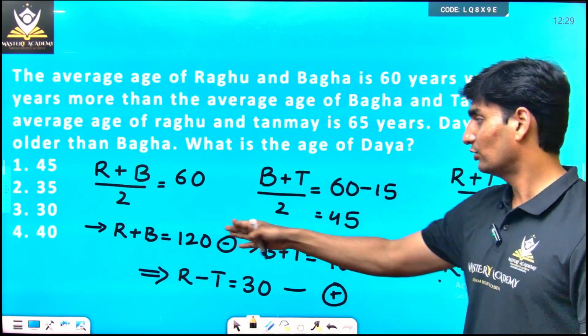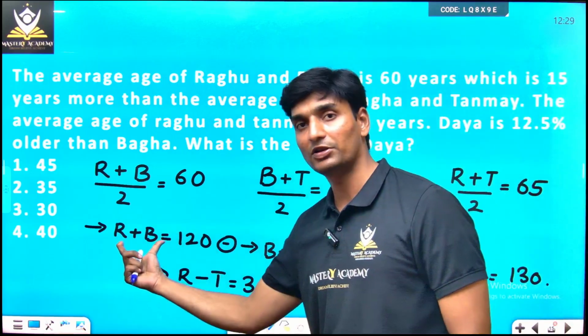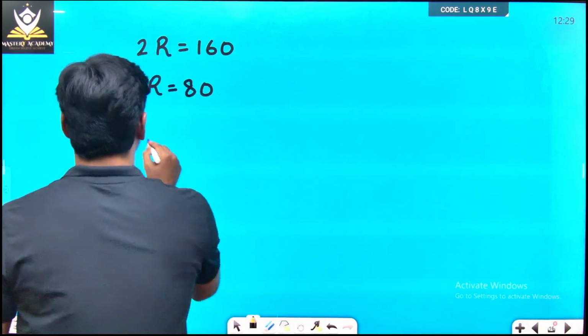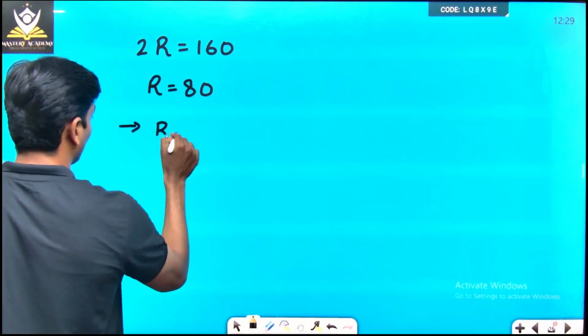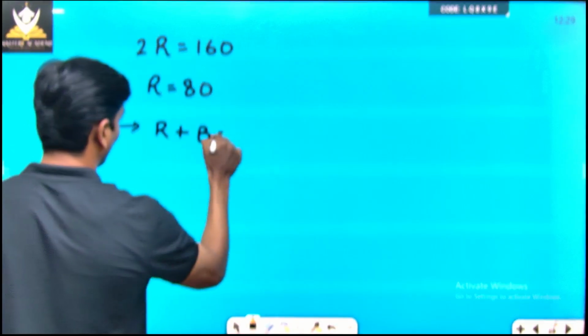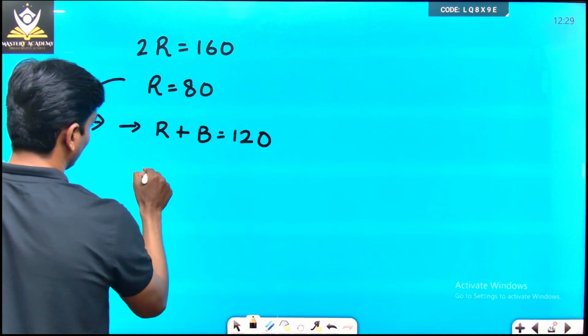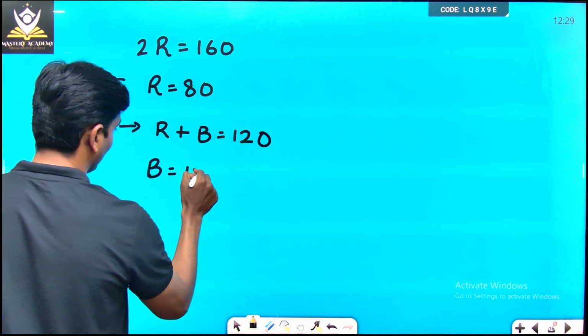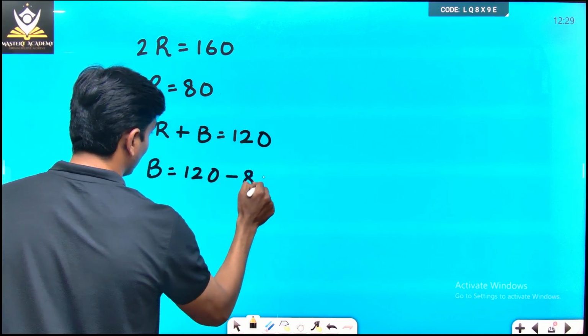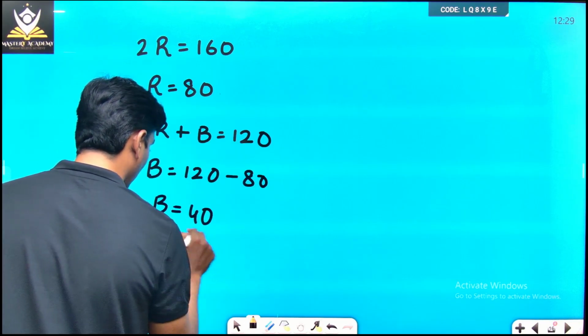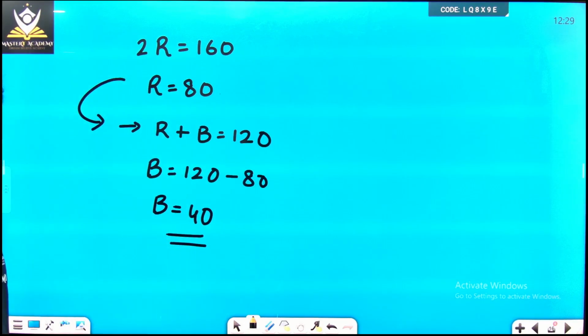Now you can use any of the equations here. I am going to use this directly, for Bhaga. R plus B is 120 according to the given question. Substitute the values here. So I can take the value of Bhaga to be equal to 120 minus 80, and that will turn out to be 40. The age of Bhaga is nothing but 40 years.